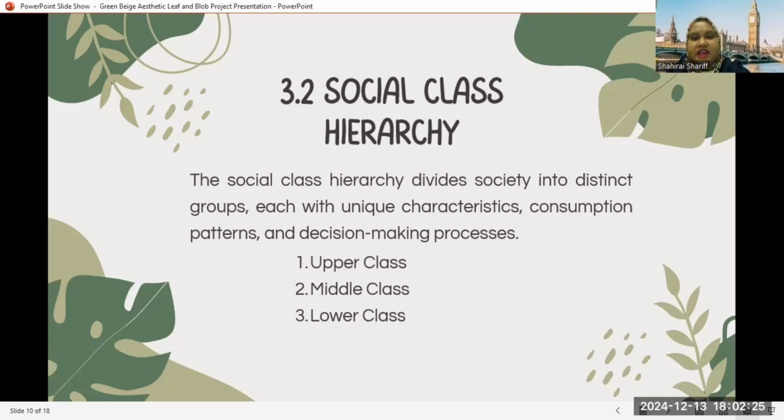Social class hierarchies. Social class hierarchies divide societies into distinct groups, each with unique characteristics, composition, patterns, and decision-making processes. First, upper class. This group comprises the wealthiest individuals, including business leaders, inventors, and highly successful professionals.